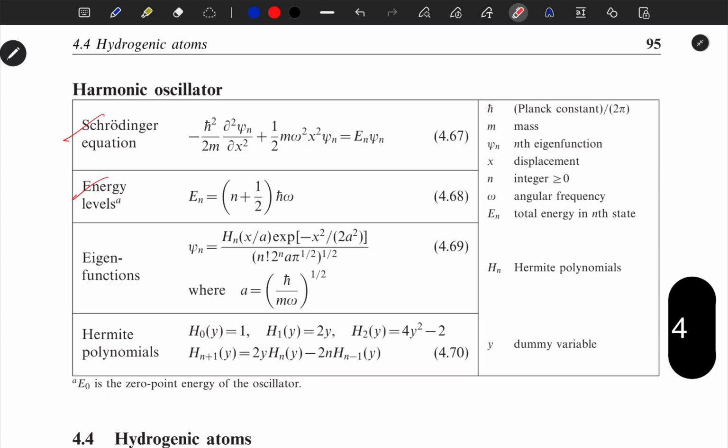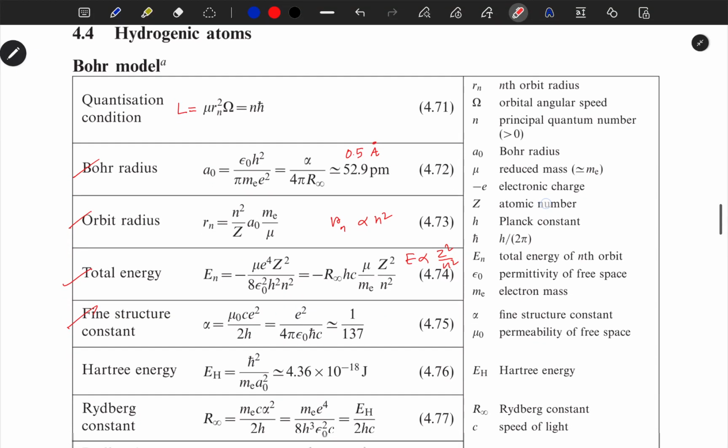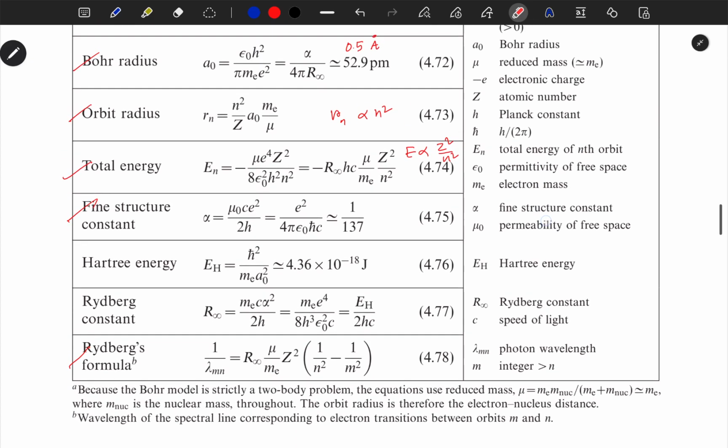And now the hydrogen atom. Quantization condition: angular momentum L equals nħ, Bohr radius a0 equals 0.5 angstrom. The orbit radius Rn is proportional to n², the total energy is proportional to Z² by n², and the fine structure constant is 1 by 137. Rydberg's formula: 1 by λmn equals R α Z² times (1 by n² minus 1 by m²).